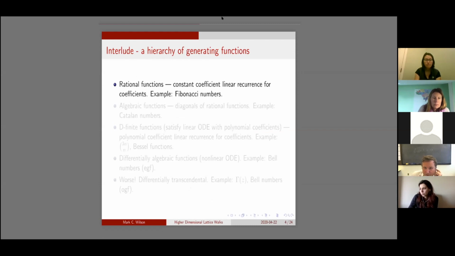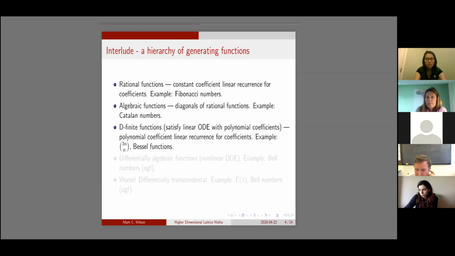I want to now just have a brief interlude on the kind of generating functions you might be expecting. Some of the most common classes of generating functions that come up are obviously rational functions. We're going to be doing things in more than one variable, as you saw there, just to remember that. But rational generating functions are obviously fairly well known. Algebraic functions, we all know what those are. D-finite functions are those that satisfy a linear ODE with polynomial coefficients, or equivalently, the coefficients themselves satisfy a linear recurrence with polynomial coefficients.